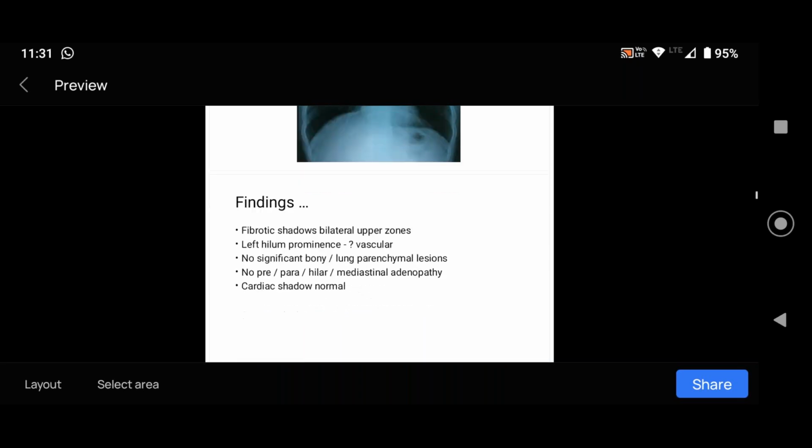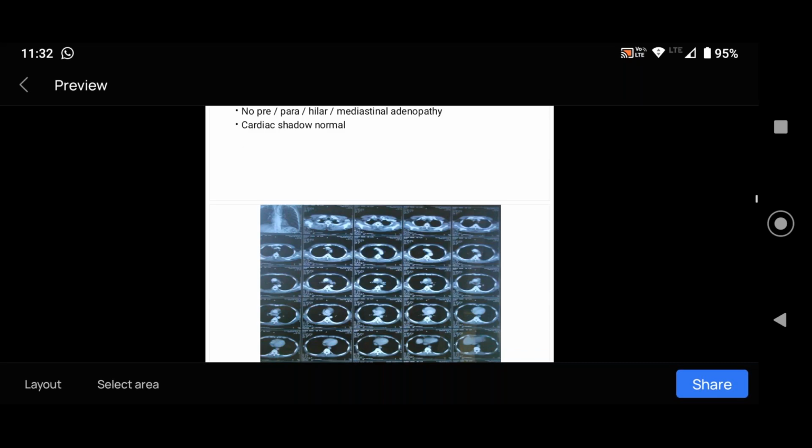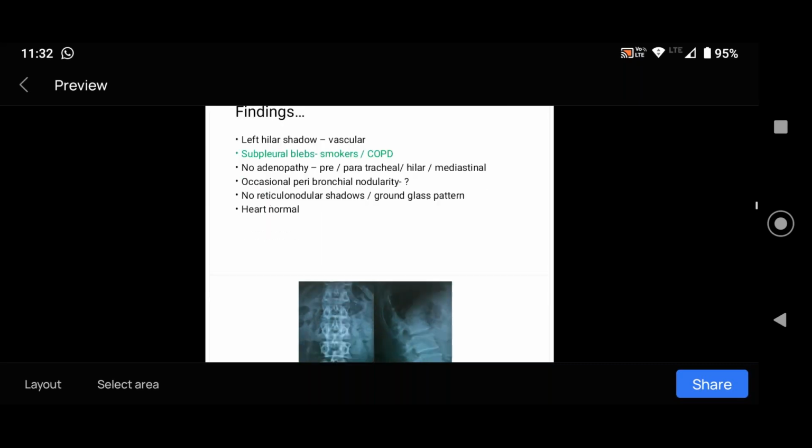The chest X-ray and CT showed fibrotic shadows in bilateral upper zones. Left hilar prominence was there, probably vascular. No significant bony or lung parenchymal lesions. No parahilar or mediastinal adenopathy. The cardiac shadow was normal. There were subpleural blebs, possibly because the patient is a smoker or had COPD. No adenopathy, no reticulonodular shadows or ground glass pattern on CT.